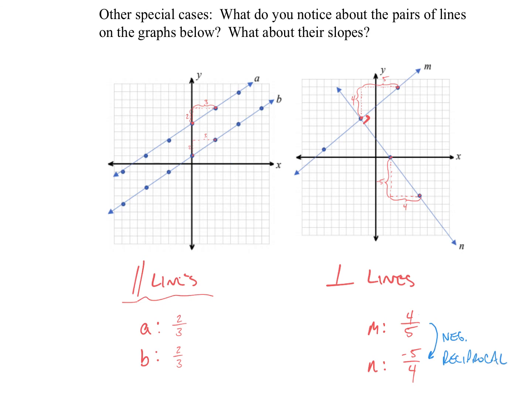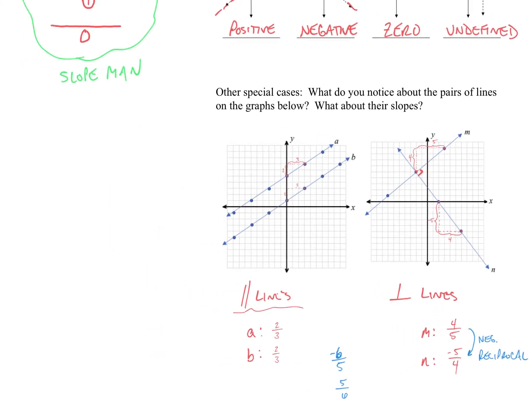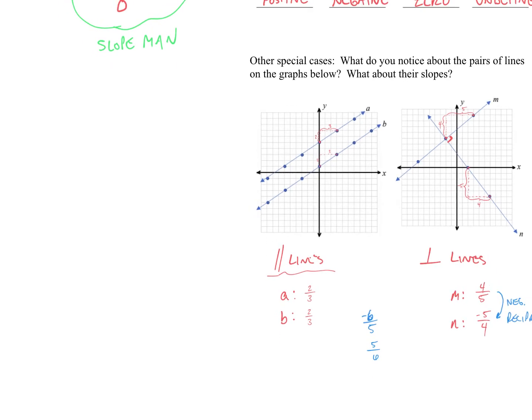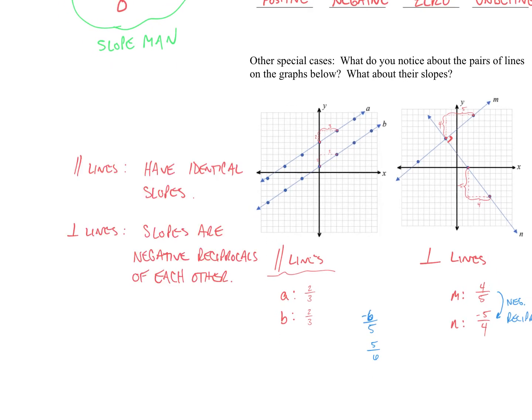So just to give you another example here, if I had a line that had a slope of negative, we'll use 6/5, then there would be a line perpendicular to it that has a slope of positive 5/6. These two slopes would be perpendicular. Let's define that over here in a little bit clearer terms. Okay, so with parallel lines, we're going to say that the slopes of parallel lines have to be identical. They have to have the same exact slope. But with perpendicular lines, the slopes are going to be negative reciprocals of each other.